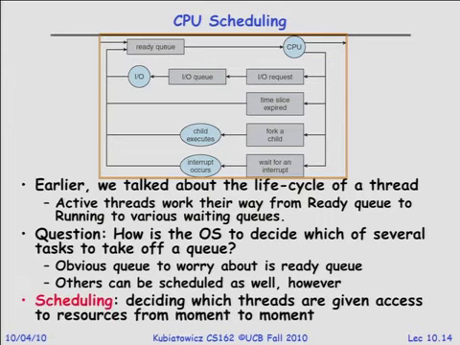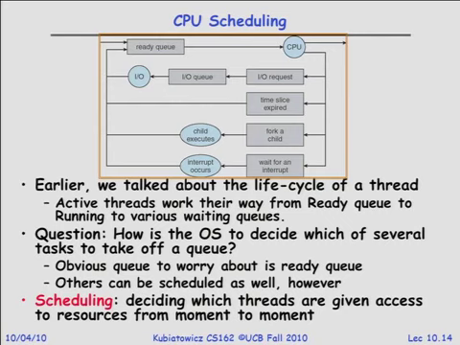Scheduling is basically the idea of deciding which threads are given access to resources from moment to moment. Notice, by the way, that you could have a wait queue for a disk. When the disk becomes free, you could schedule which one gets to use the disk. That's another scheduling algorithm. In the next lecture and a half, we're mostly going to be talking about how to pull things off the ready queue, but the ideas of scheduling can certainly be applied to any other queue on which things are waiting.